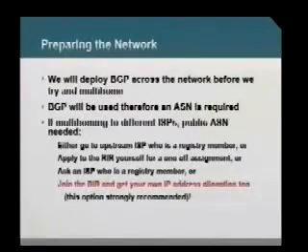Want to deploy BGP across the network before we try multi-home. BGP will be used, therefore an AS number is needed. Multi-homing to different ISPs, you need a public AS number. So you get that from the upstream ISP if they're a registry member. Join the registry yourself. I definitely recommend that one because you get your own address space as well.